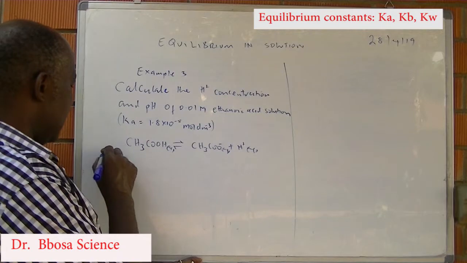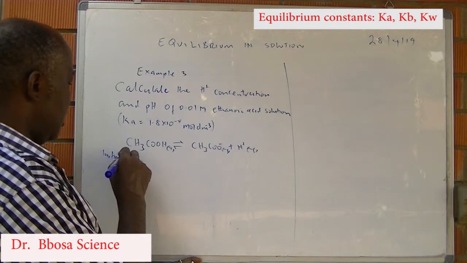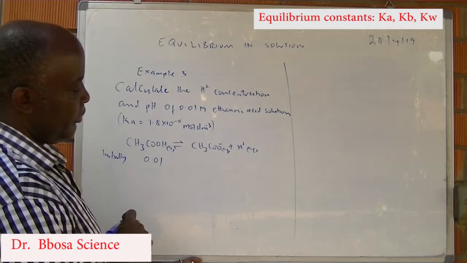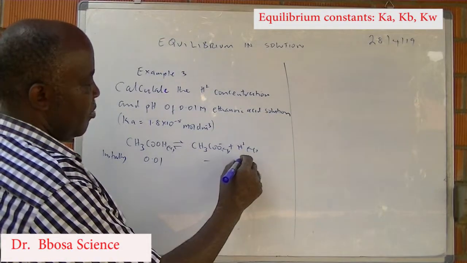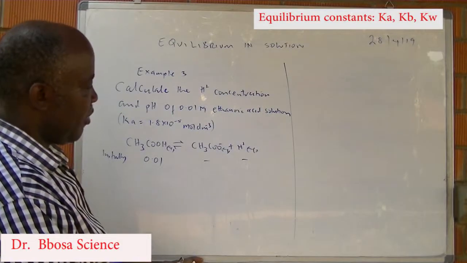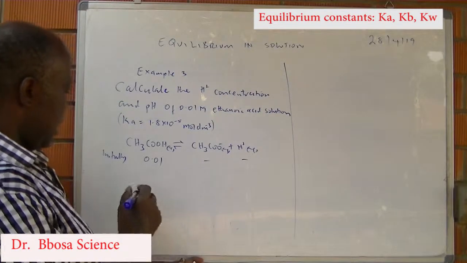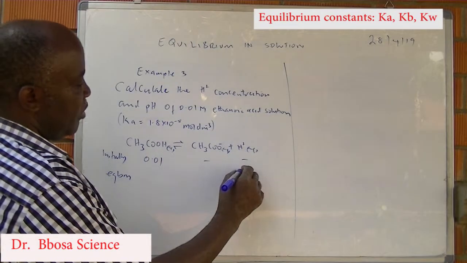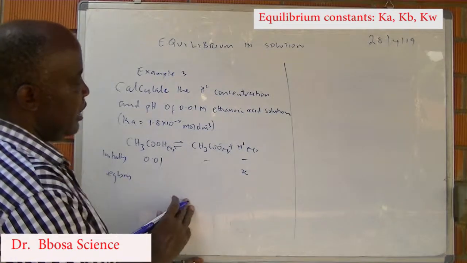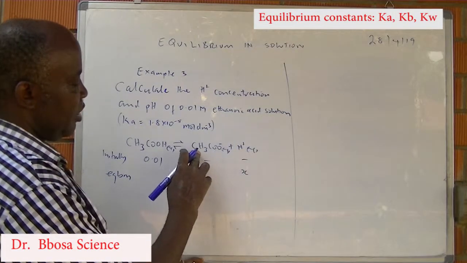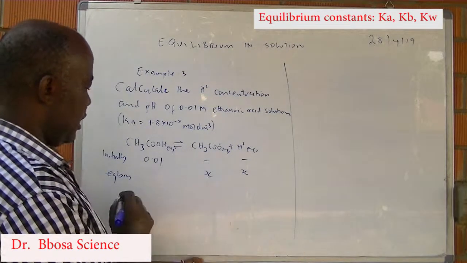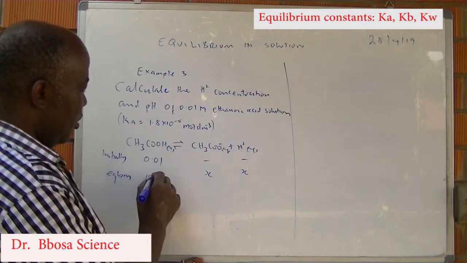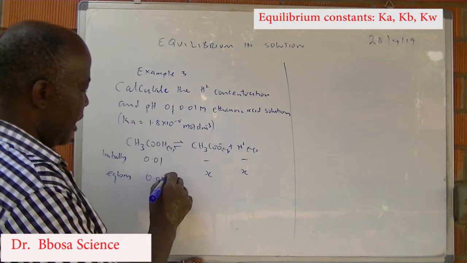So that is telling us that initially we have 0.01. We have no moles of hydrogen ions. We have no moles of ethanoate ions. At equilibrium, assuming the concentration of hydrogen ions is X, the concentration of hydrogen ions is equal to the concentration of ethanoate ion, which is X. The concentration of ethanoic acid will be equal to 0.01 minus X.